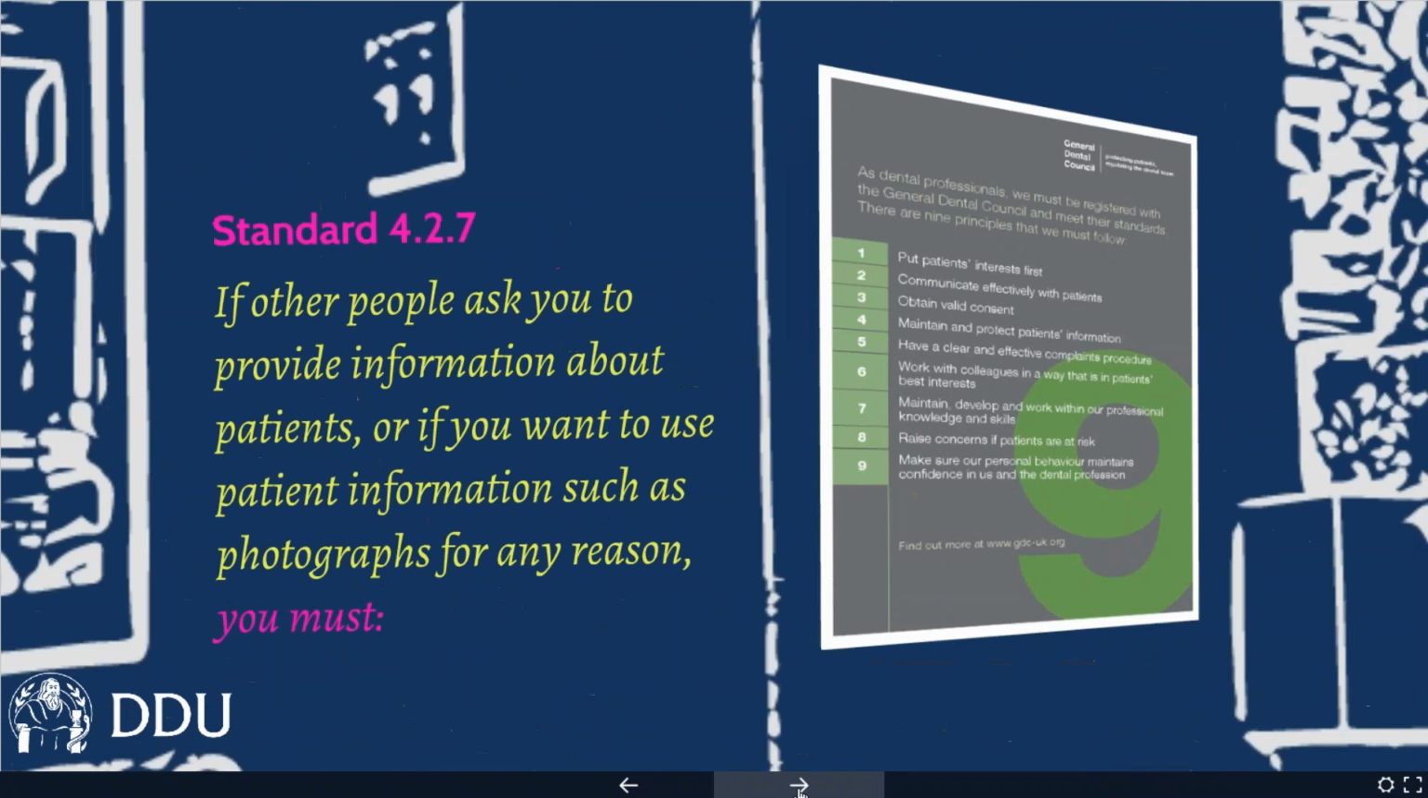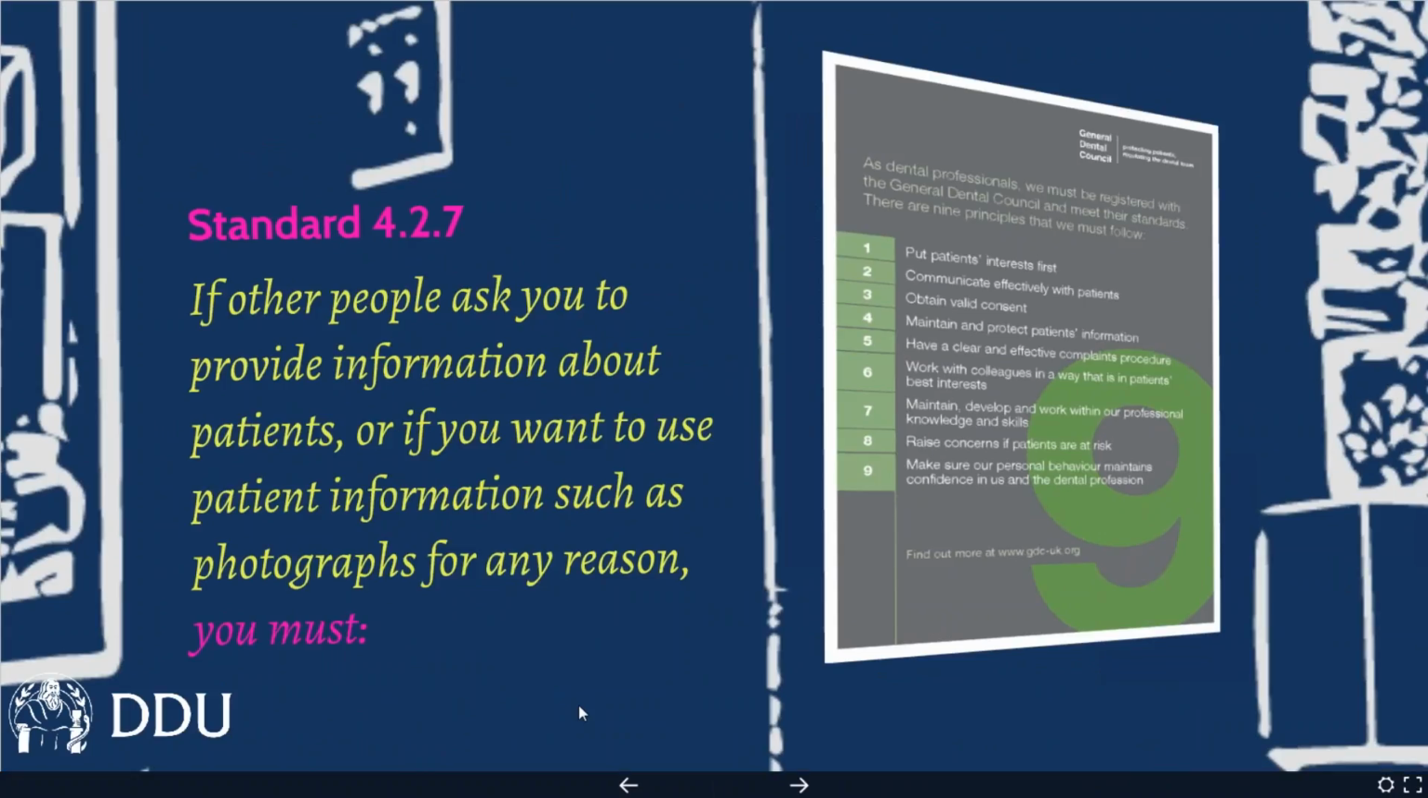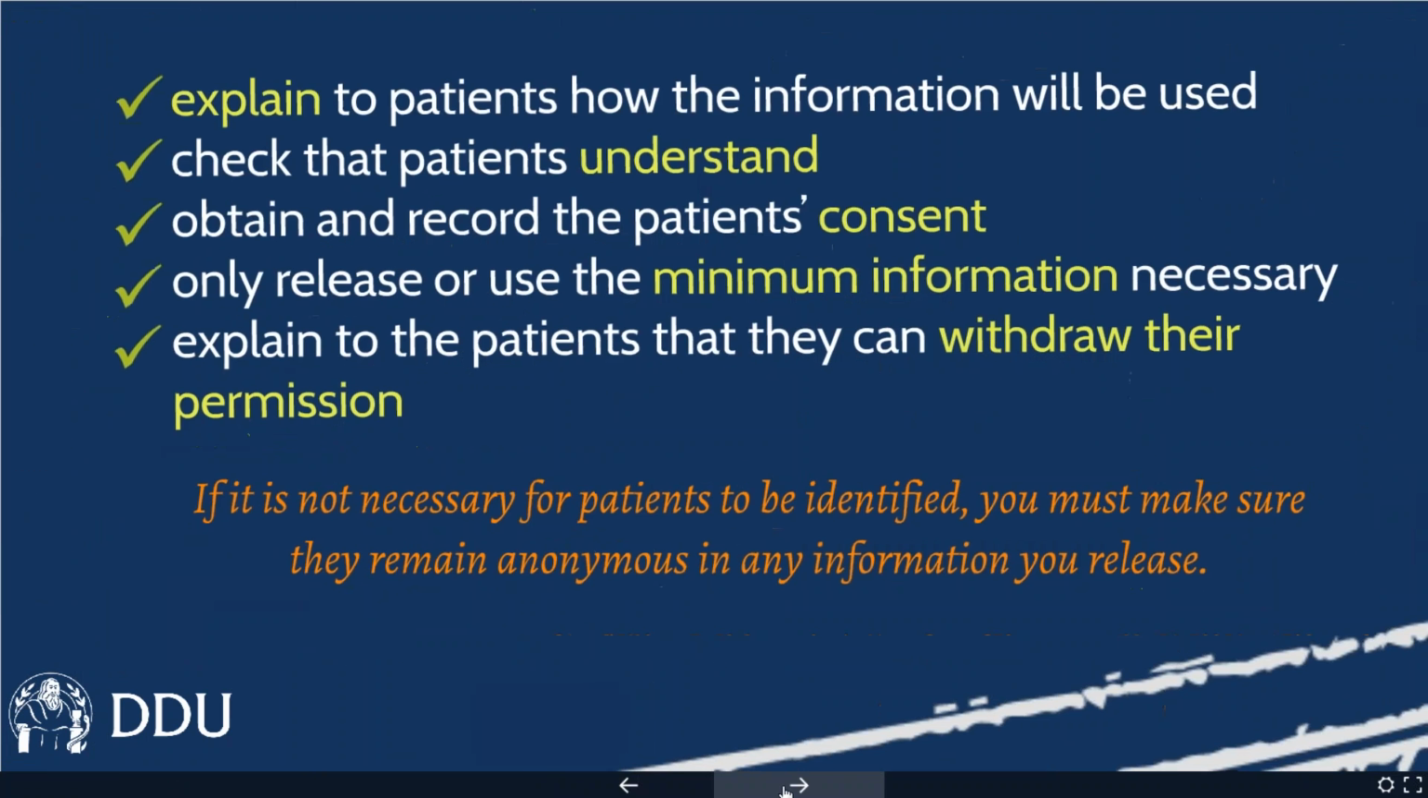Moving on and back, here we are on our surgery wall again. There are other situations where we'd need patients' authorization, patients' consent. So if we're being asked for information about patients by third parties, then standards in Principle 4 sets out that it's incumbent upon us to explain to the patients how that information will be used. We make sure that the patient understands that, we obtain and record their consent to that, and that we disclose only the minimum information necessary. And again, that they can withdraw that permission.